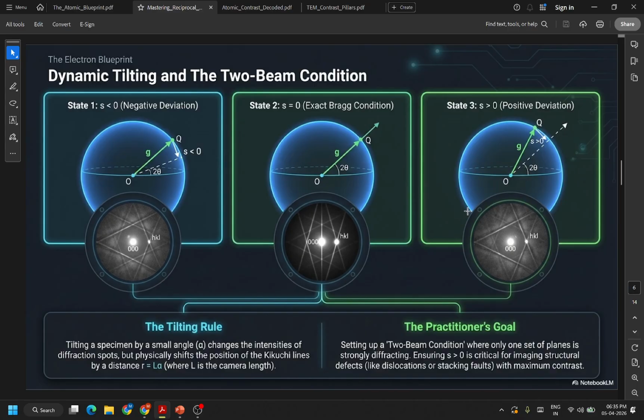So tilting a specimen by a small angle alpha changes the intensity of the diffraction spots, but physically shifts the position of the Kikuchi lines by a distance r equals L alpha, where L is your camera length. So by setting up a two beam condition, where only one set of planes is strongly diffracting, and ensuring s greater than 0 is critical for imaging a structure defect like dislocations or stacking faults with maximum contrast.